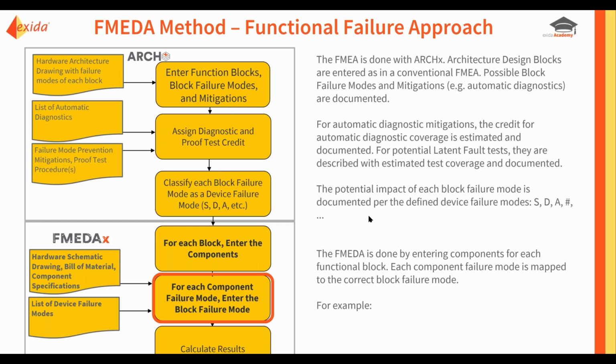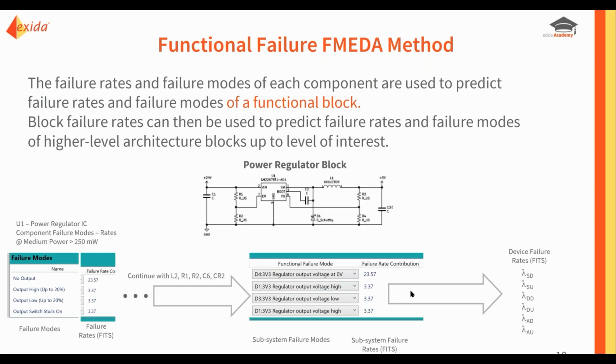Then, the potential impact of each block failure mode is documented at the device level: safe, dangerous, annunciation, and so forth. And given that information, the FMEDA can be done relatively smoothly by entering the components for each block. And each component failure mode is mapped to the correct block failure mode.